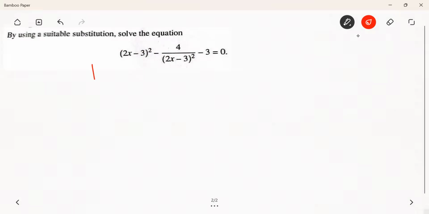We're going to say, for example, let u equal 2x minus 3 squared, the whole thing including the square. Why am I including the square? It's because both of these have the square. So I'm not going to just say 2x minus 3, I'm going to say 2x minus 3 squared. If I'm calling this u, then the equation now looks like this: u minus 4 over u minus 3 equals 0.